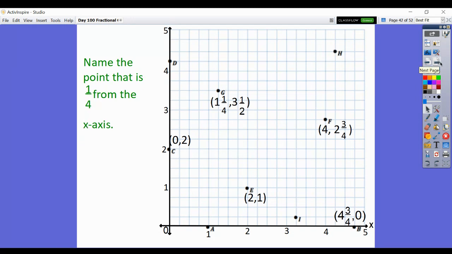Name the point that is 1/4 from the x-axis. Well, again, that's movement on the y-axis, because movement on the y-axis takes you away from the x-axis, and that would be point I, 1/4.